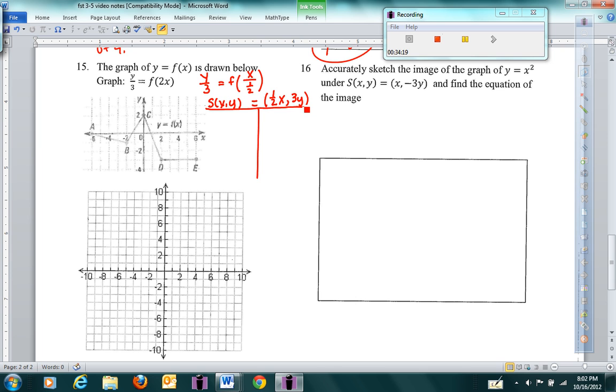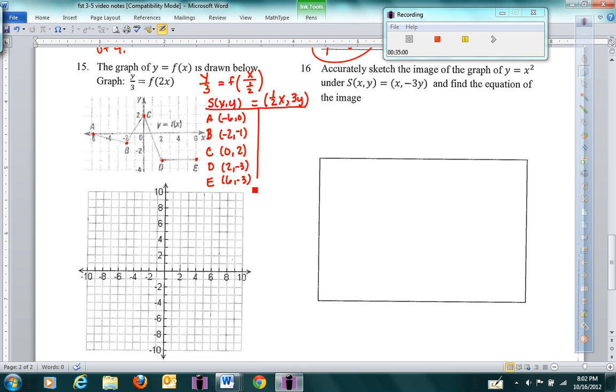All right. That said, then we have to go figure out what are points A, B, C, D, and E. Okay, well the ordered pair for A right here is -6, 0. The ordered pair for B is -2, -1. The ordered pair for C is 0, 2. The ordered pair for D is 2, -3. And the ordered pair for E is 6, -3.